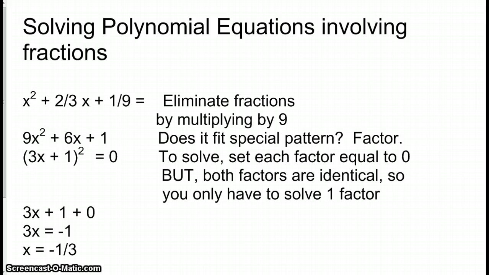3x plus 1 squared. To solve, you set each factor equal to 0. But look at this. Both factors are identical. You have 3x plus 1 times 3x plus 1. So you only actually have to solve it once, right? Okay, so we're going to solve 3x plus 1, and 3x equals negative 1, so x becomes negative 1/3. Okay, you only have one answer, only one solution here when you have a perfect square trinomial.